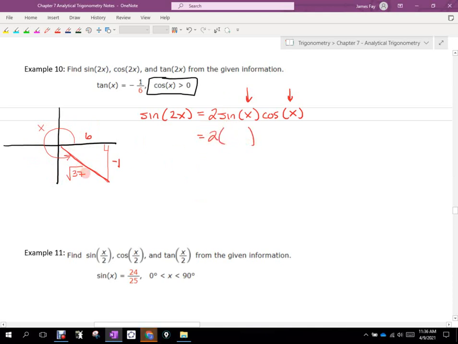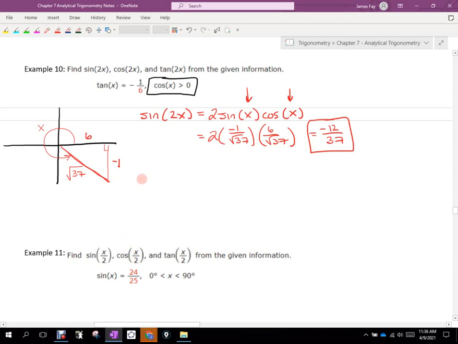Okay. So, what is the sine of x from our picture? Okay. And what is the cosine of x? 6 over radical 37, right? And then if I multiply all that together, I get negative 12 over 37. A really nice, clean fraction.